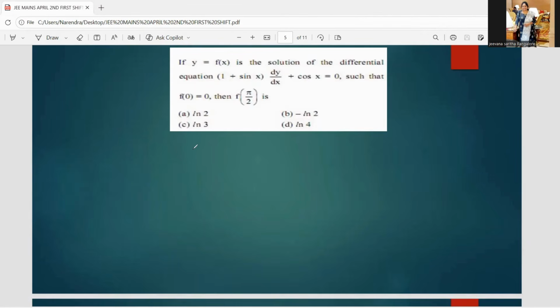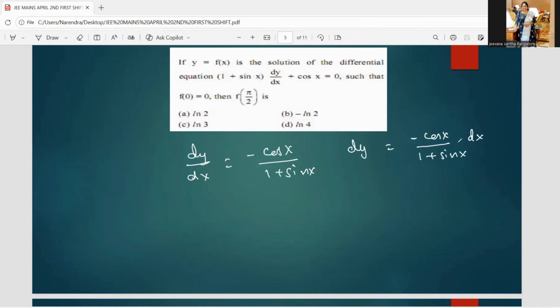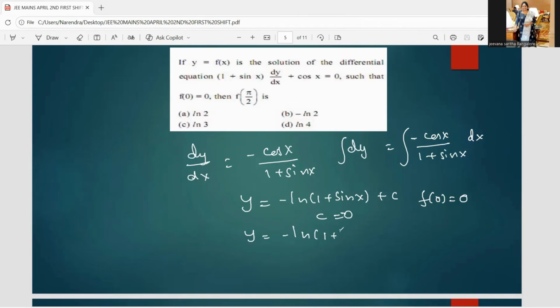So if you separate the variables here, you get dy by dx is equal to minus cos x by 1 plus sin x. Or you can write dy is equal to minus cos x by 1 plus sin x into dx. And upon integrating this on both sides, you get y is equal to negative ln of 1 plus sin x plus c, where c is an integration constant. But if you apply the condition f0 is equal to 0, you will be able to prove that c is equal to 0. So y is equal to negative ln of 1 plus sin x. And when you plug in x as pi by 2, you get negative ln 2.